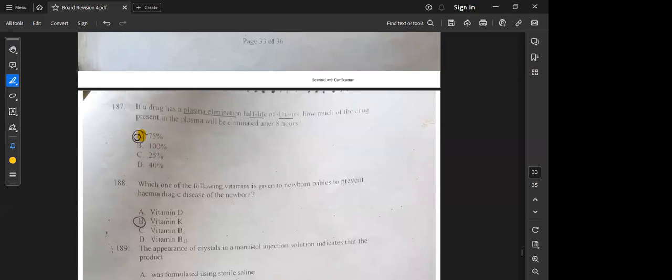So I think everybody agrees with A, or anybody with a different answer? Okay, then I think we can go to the next question. Which one of the following vitamins is given to newborn babies to prevent hemorrhagic disease of newborn?